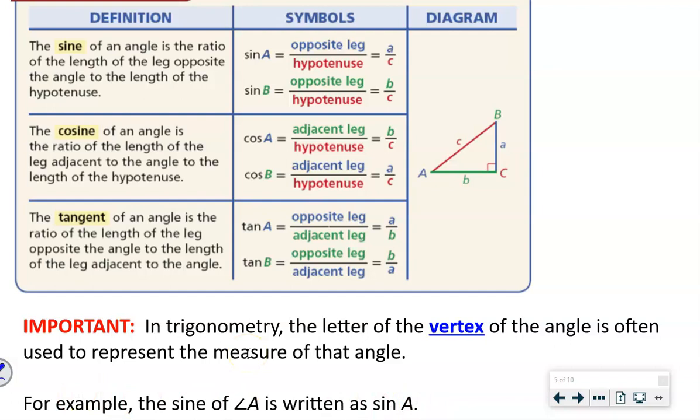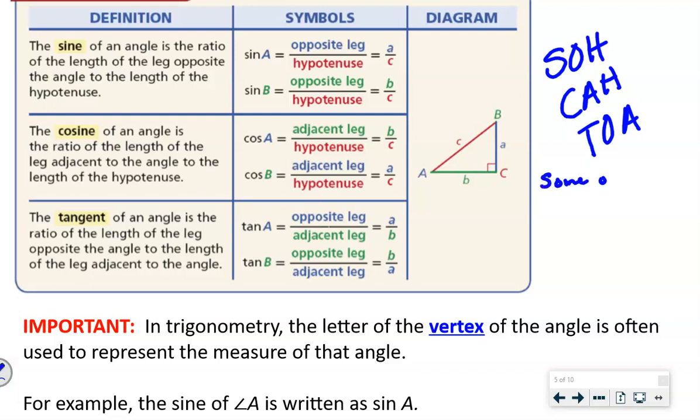So a lot of people use SOHCAHTOA to memorize what the trig ratios are. Sine, opposite over hypotenuse, cosine, adjacent over hypotenuse, tangent, opposite over adjacent, okay? And then some people try to make up a statement to memorize that. So you could say like, some of his cars are, I don't know what. You come up with a statement, okay?